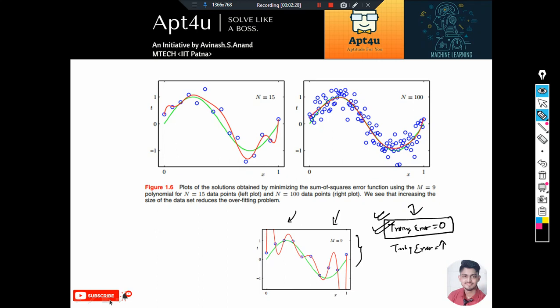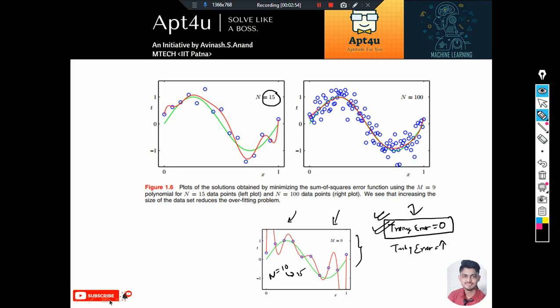Now, how do we control this overfitting? We saw that one technique of controlling overfitting was to increase the number of data points. Here we were dealing with N equal to 10, and you can see the red curve is oscillating too much. But when we increase the data points from N equal to 10 to N equal to 15, we saw that the curve tries to come closer to the green curve, to look similar to the green curve. It tried its best to look closer to the green curve.